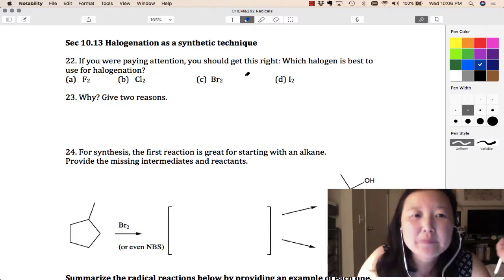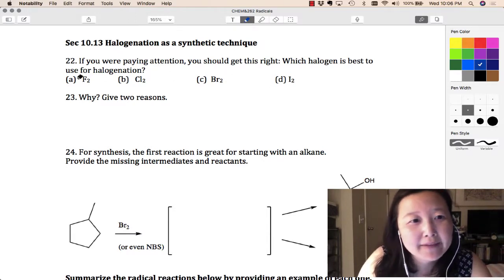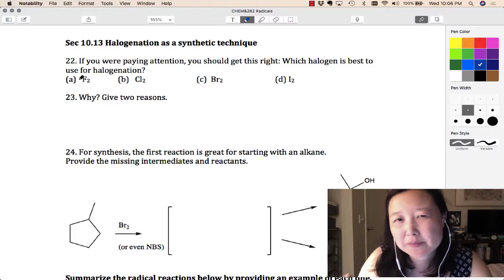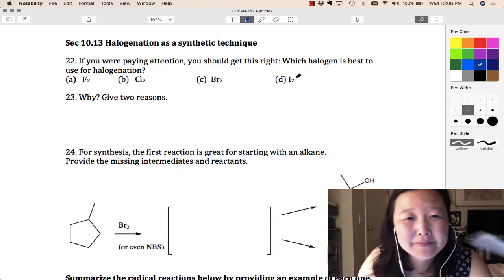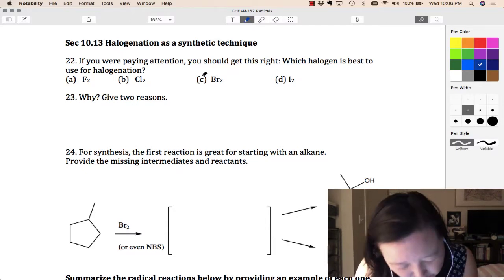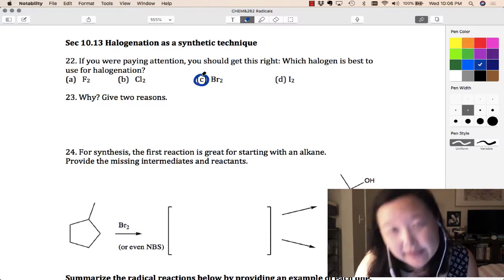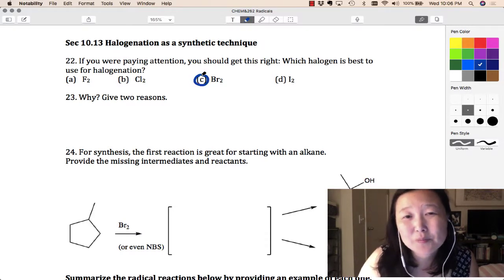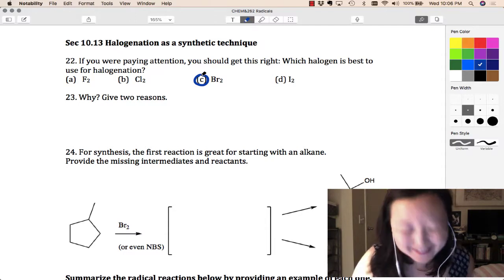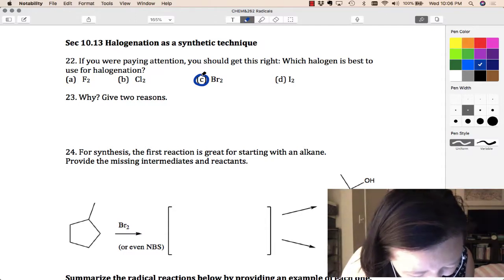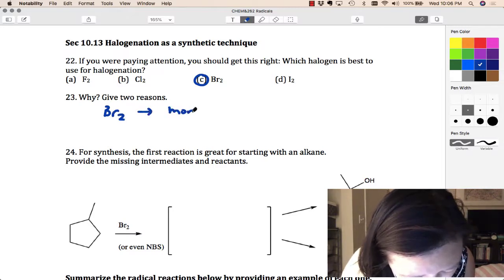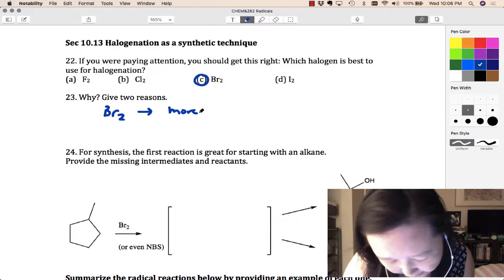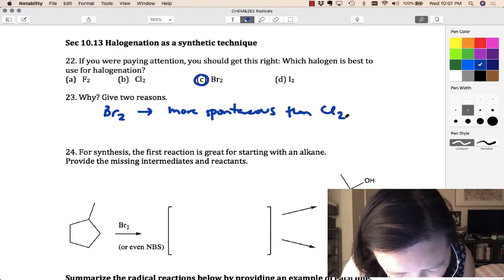So when we do halogenation, same thing. F2 is too exothermic, too explosive, hard to control. I2 is too endothermic. Delta G is not spontaneous enough. And so we want to choose usually Cl2 or Br2. And of those two, Br2 is better because it's more selective. So the two reasons for this are, one, bromine is going to be more spontaneous, so the delta G is more negative overall, and it's more spontaneous than chlorine.